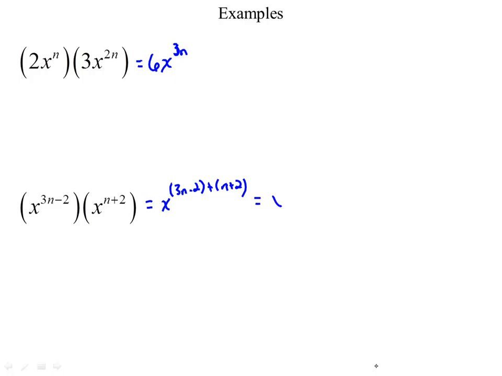So you're going to get x to the 3n plus 1n is going to be 4n. And then negative 2 and positive 2 go to 0, so they just cancel out. So you get x to the 4n. So if you know the rules and you have variables in your exponent, same thing.